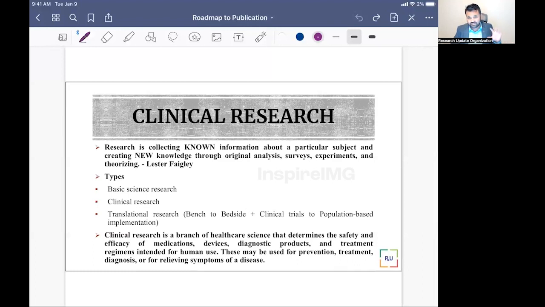There are three basic types of research. The first is basic science research, which we do in phase 0. That's clinical trials on animals, or cellular, genetic and molecular level research in human beings, and usually people do a PhD in that area. The second is clinical research, which I'm going to discuss today. And the third is translational research, or bench to bedside, plus clinical trial application to population-based implementation.